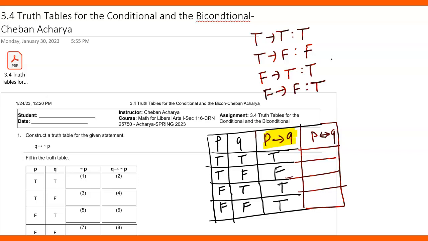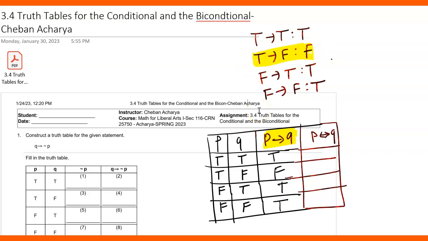Therefore you see that the right arrow, or conditional, is only false if the antecedent is true and the consequent is false. Remember that this is called the antecedent, and this is called the consequent. This is the only case when the conditional statement is going to be false: if the first part is true and the second part is false.